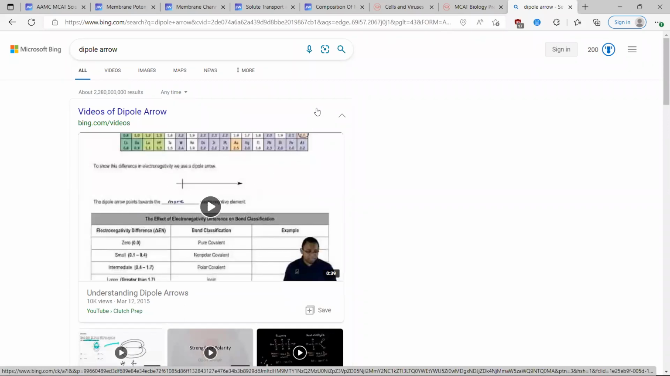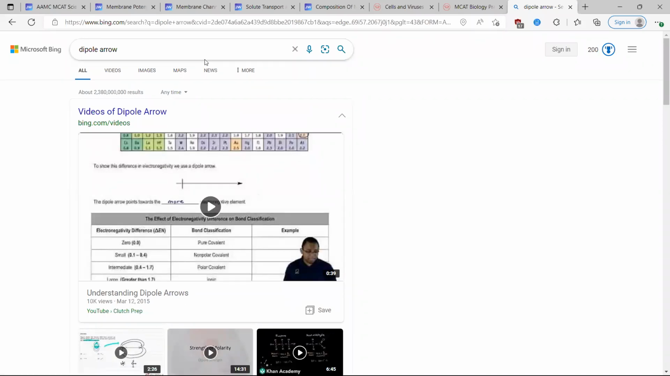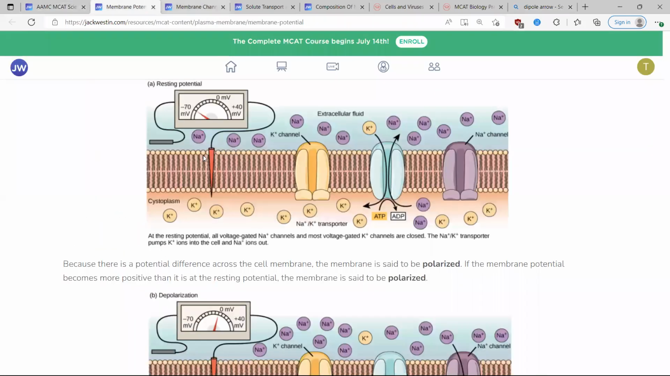The dipole arrow points towards a more electronegative element. Oh no, I think I drew it the wrong way. The more electronegative side is the inside of the cell, right? Because there's less positive stuff in there. So it should be like this, because this side represents the positive. But you don't need to worry about that really.